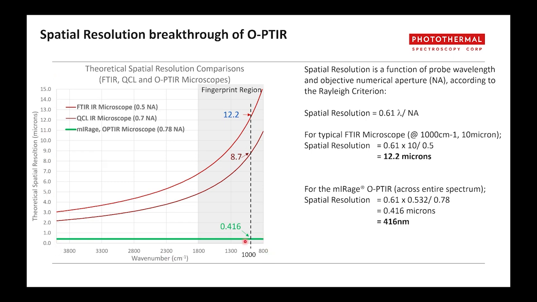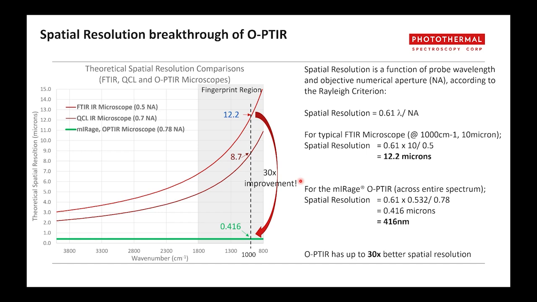It's relatively coarse. You're in that sort of 10-ish micron range of spatial resolution, and that's because it's wavelength dependent, because you're probing with infrared wavelengths. But for O-PTIR, you're probing with a monochromatic laser source. So that lambda is fixed at 532. You have a high NA objective, and that means your spatial resolution theoretically is around the 400 nanometer mark, and it's flat across the spectrum, just the same really as Raman as well. And that's really where that 20 to 30x improvement comes from.